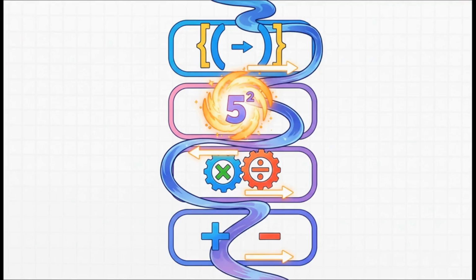First, always deal with what's inside grouping symbols, working from the inside out. Second, handle any powers. Third, do all the multiplication and division as you see them from left to right. And last, do all the addition and subtraction, again, just going left to right.